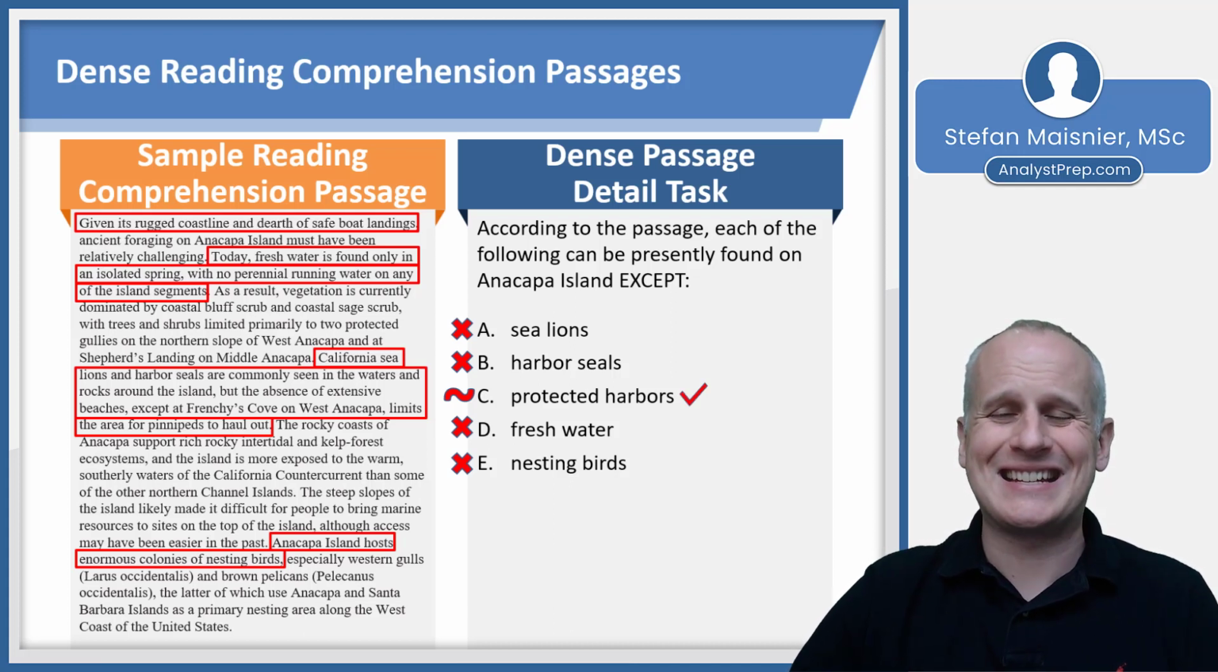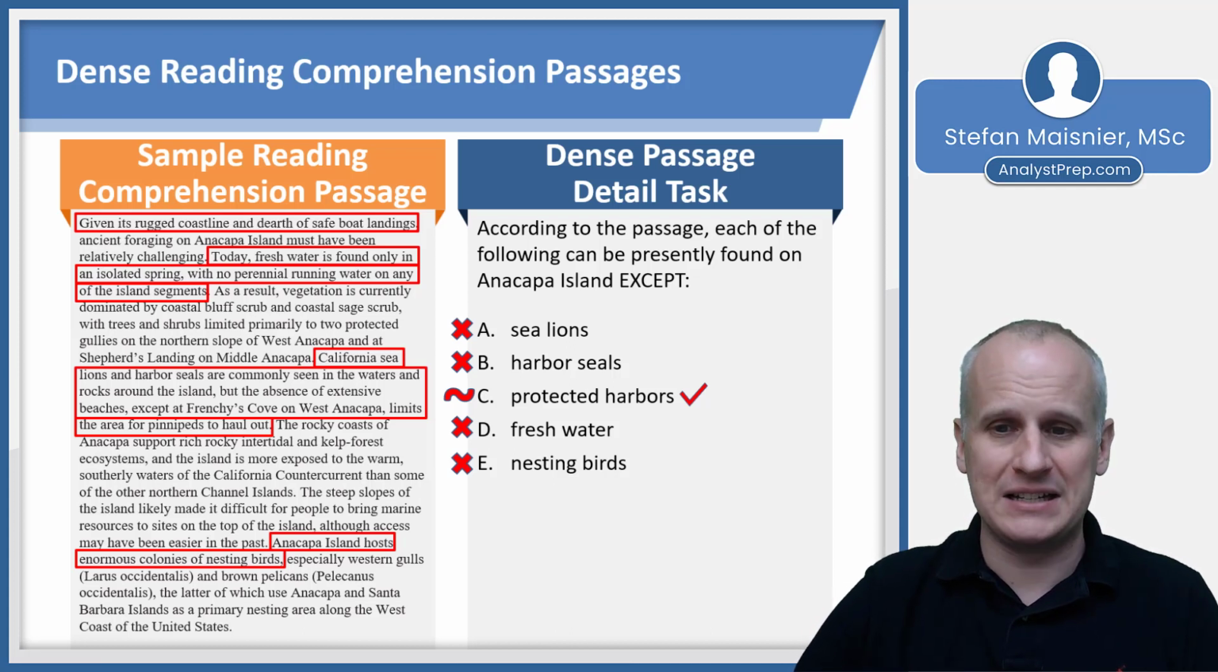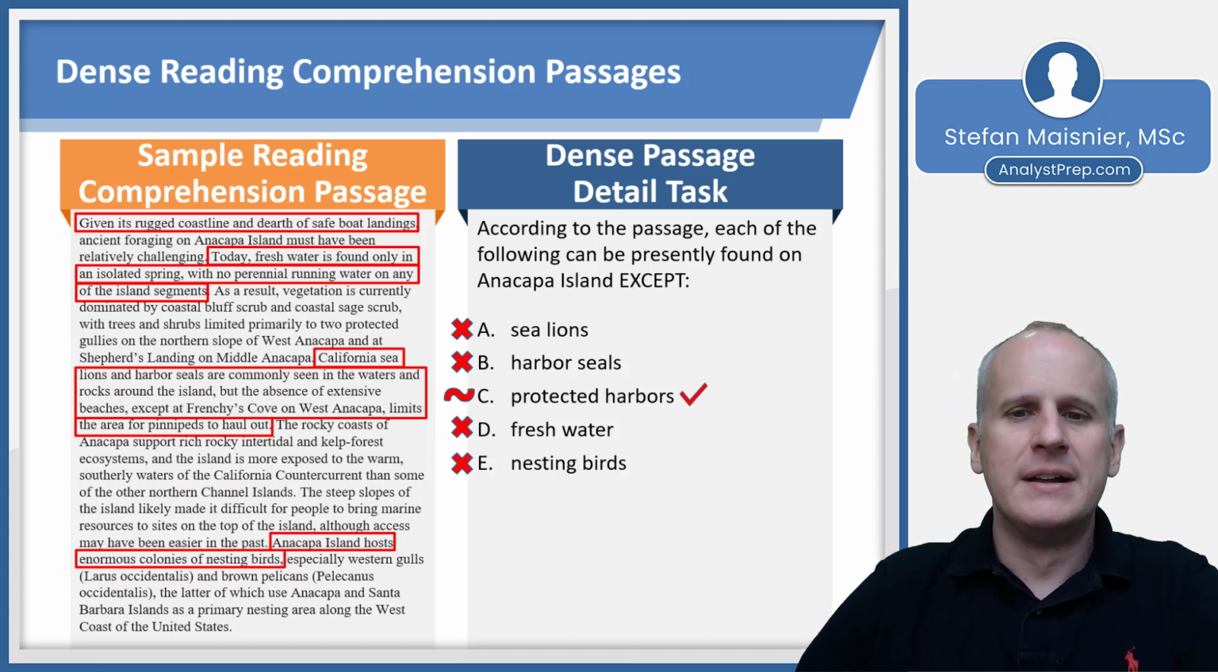And with these except not least tasks, make sure that you carefully note when you're being asked to find the exception. Don't pick the first thing that accomplishes the task accidentally, because here we're being asked for the thing that doesn't exist on Anacapa Island presently. And we have to pick the one exception as opposed to the four things that are presently on the island.